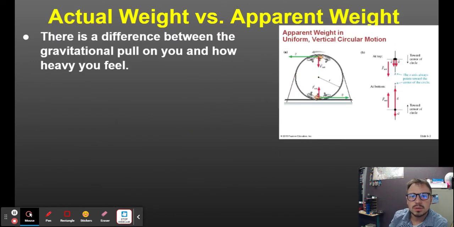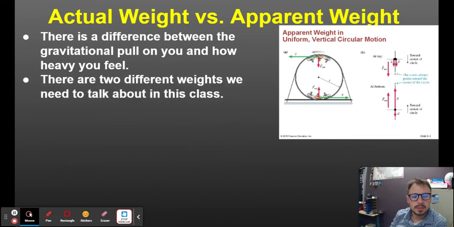So let's talk about actual weight versus apparent weight. Now, there is a difference between gravitational pull on you and how heavy you feel. So think about riding in a roller coaster, on an elevator, or even on a country road that goes up and down.